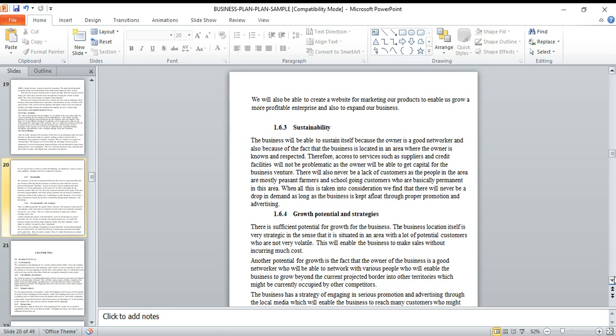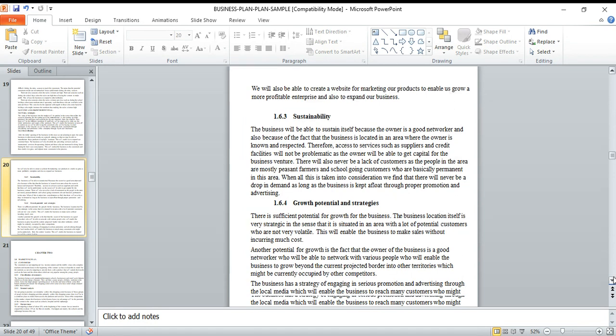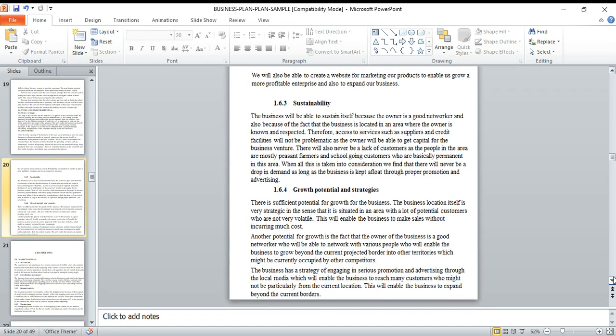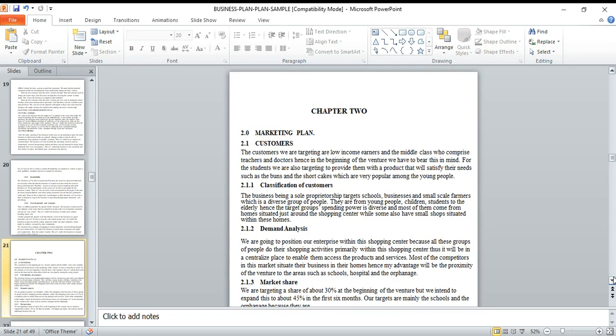We talked of the growth and potential. There is sufficient potential for growth for this. The business location itself is very strategic in the sense that it is situated in an area with a lot of potential customers who are not very volatile. Another potential for growth is the fact that the owner of the business is a good networker. So those are strategies that we'll use to grow your business.